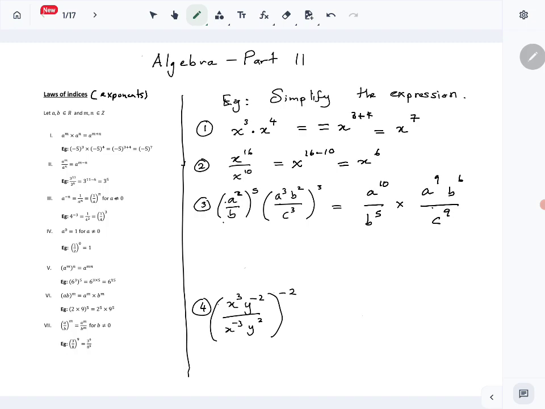Now let's group the similar terms. A to the 10 times a to the 9, b to the 6 over b to the 5, and c over c to the 9. So then simplify. These two, just add the powers using the first law. For the b terms, use the second law. And we get what? A to the 19 times b over c to the 9.